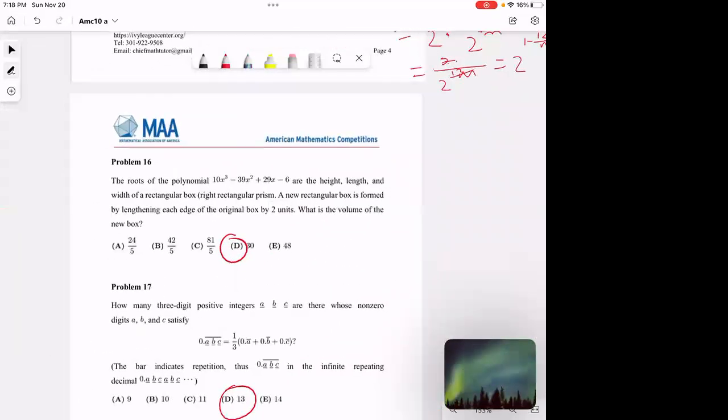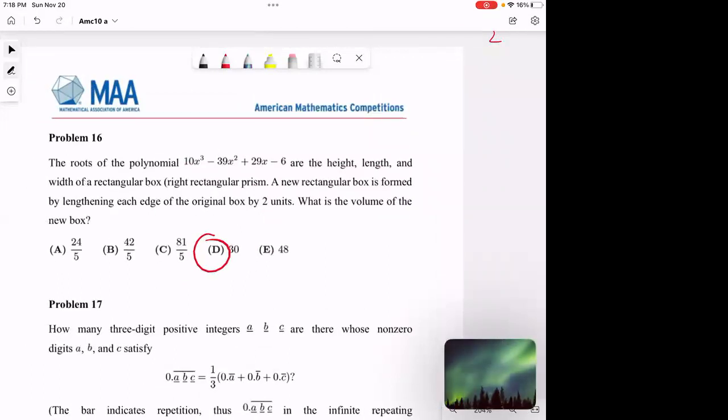So the 3 roots of this polynomial are the height, length, and width of a rectangular box. And a new rectangular box is formed by lengthening the edge of the original box by 2 units, right? So to approach this problem, we could solve for the 3 roots, and then we could just add 2 to them and use that, right? But that might take a while, and that could also be kind of annoying, right? So another way to approach this problem is using Vieta's formula.